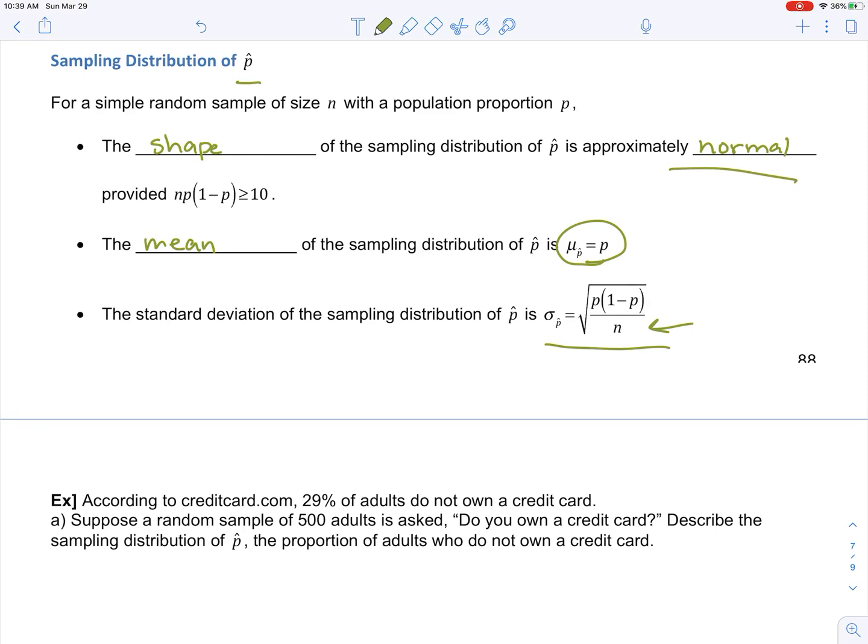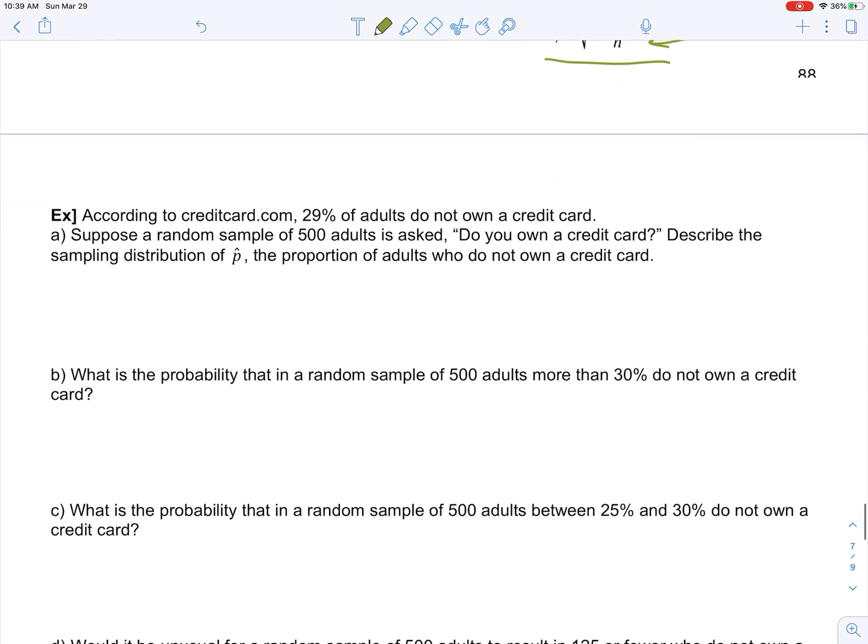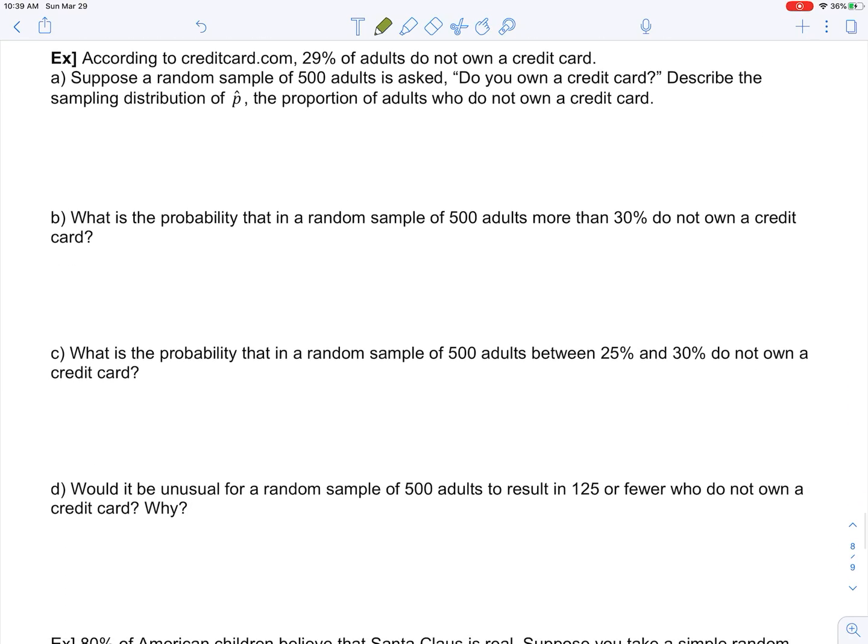And note that the shape of the sampling distribution is normal, which means we can use functions like normal CDF and inverse normal in our calculator to find values associated with a sampling distribution of p hat. So let's try an example.